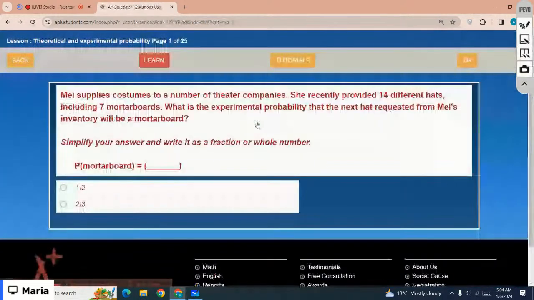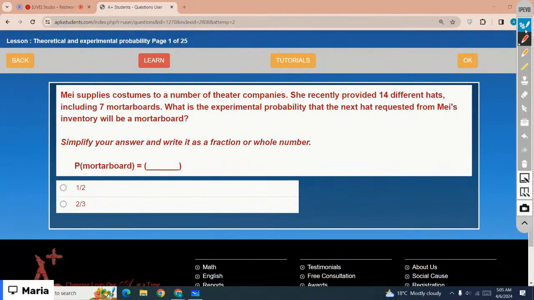May supplies costumes to a number of theater companies. She recently provided 14 different hats, including 7 mortar boards. What is the experimental probability that the next hat requested for May's inventory will be a mortar board? So first you need to calculate the total outcomes. The total hats she sold is 14, so the total outcomes is 14, and out of them, 7 of them are mortar boards.